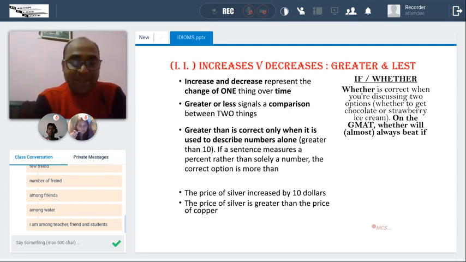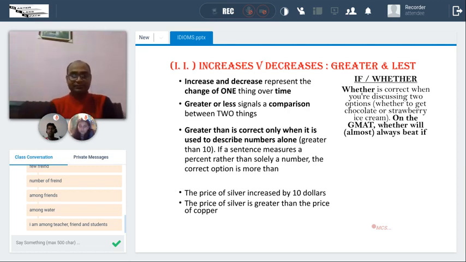Remember, in the exam in general, when we have two options, whether and if, whether is given more preference instead of if. If is used when we talk about condition. All right. So if goes with a conditional sentence.